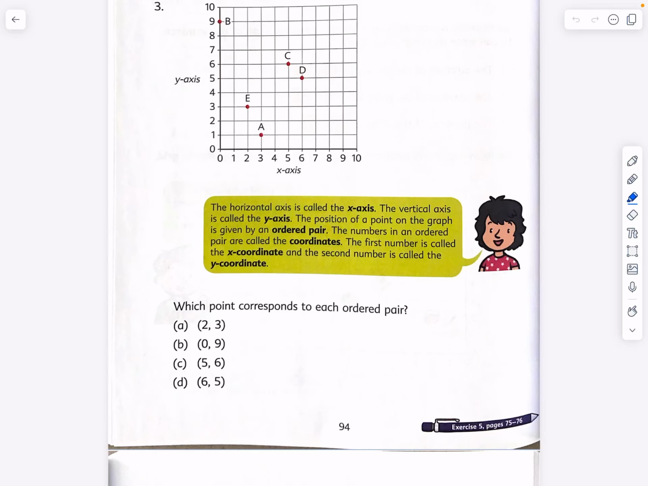Hello, we're starting today's lesson on page 94. We continue practicing reading coordinate graphs, or coordinate planes. So let's take a look at number 3 right here up above. So here is the formal introduction.